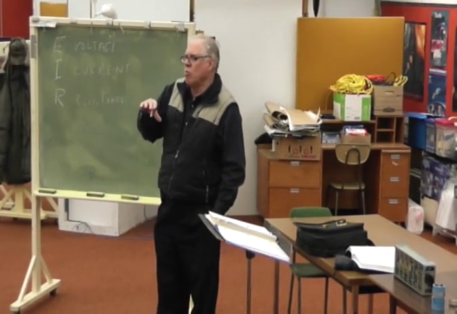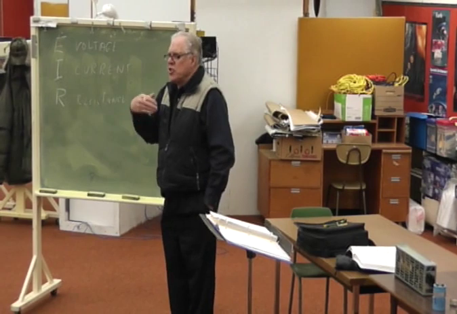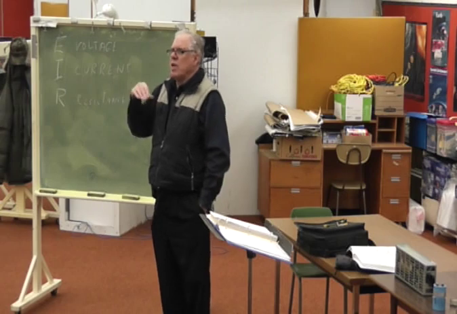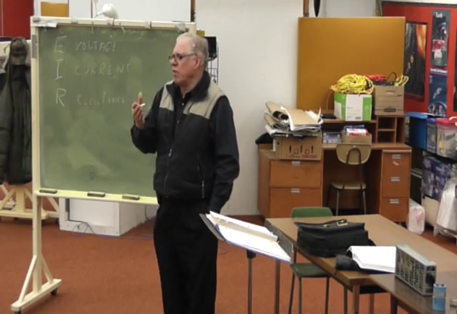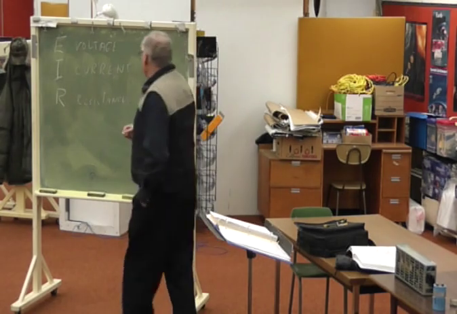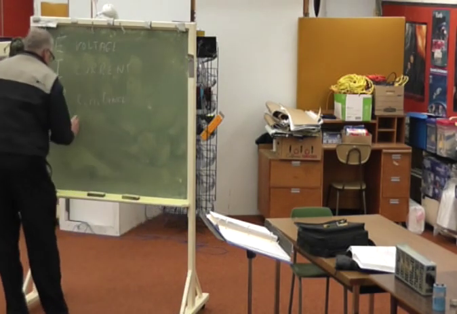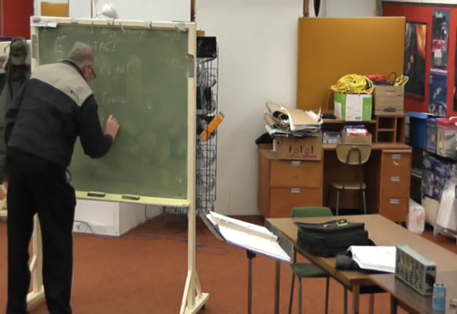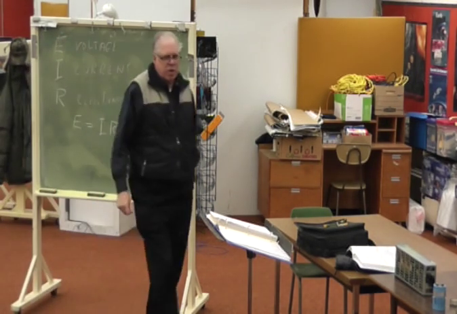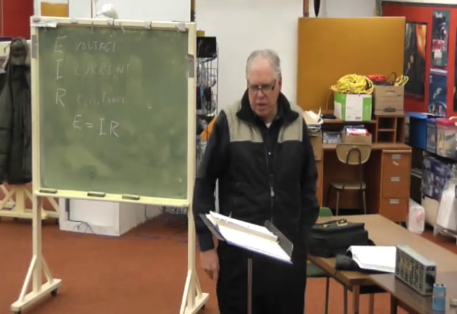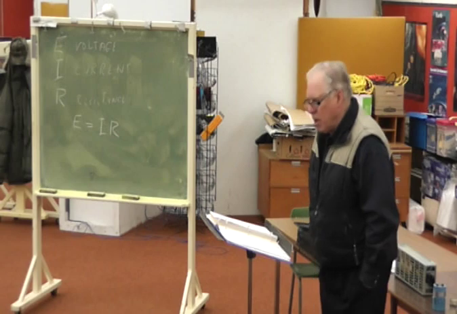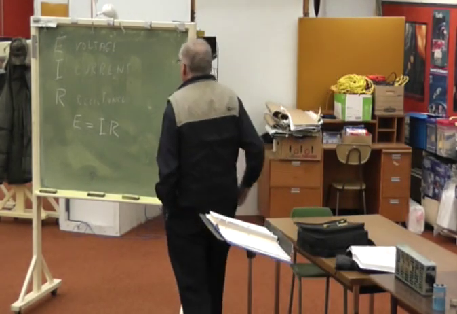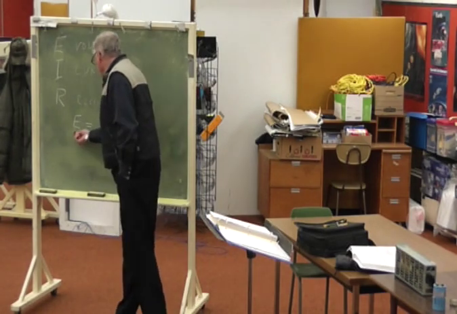So 1 ohm is the amount of resistance which will give you a current of 1 amp at a potential difference of 1 volt. And the three terms are related to each other by that little equation, which is called Ohm's law. And you are going to become very, very familiar with Ohm's law.